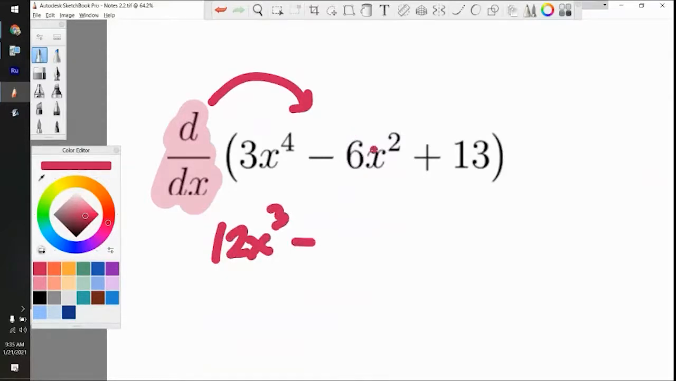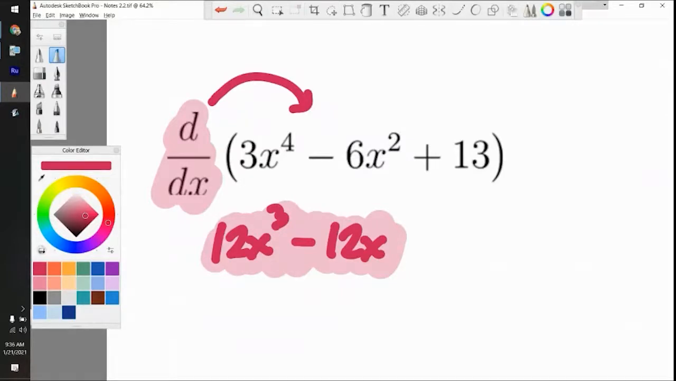Minus, what's the derivative of 6x squared? 12x. Now, what's the derivative of 13? 0. Okay, that is the final answer. Not much work to show on that one. Okay. Well, if you wanted, you could use limits on that, but why? It would take you a year.